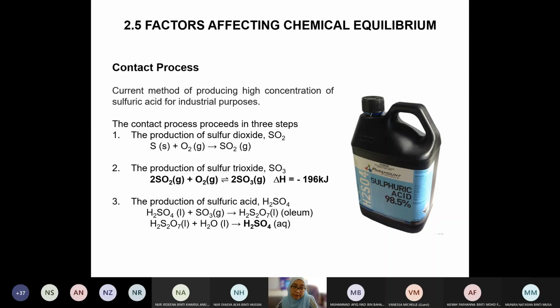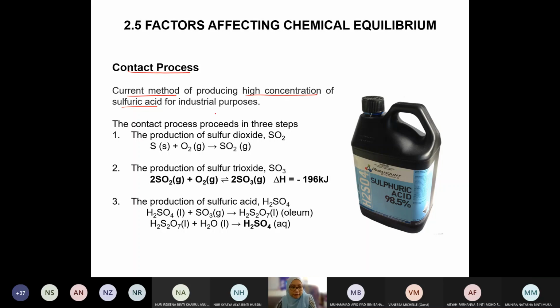Next we have contact process. Okay. It is the current method. In fact, until now we are still using this contact process. It's the current method of producing high concentration of sulfuric acid for industrial purposes. Okay, so sulfuric acid again has many uses, especially for industrial purposes. Okay, so jangan tak tahu kita maybe tak pakai, tapi industri pakai. Okay, dia banyak digunakan sebagai intermediate, sebagai starting material to produce other chemicals.